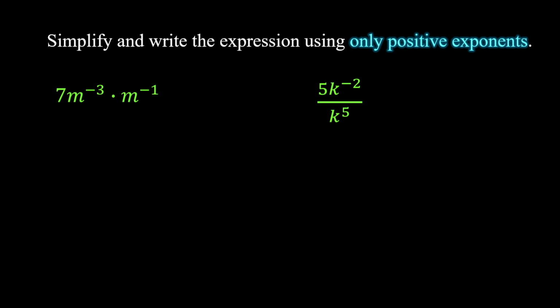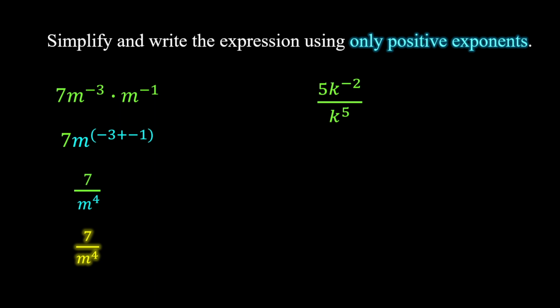Let's simplify and write the expression using only positive exponents. We have 7m to the power of negative 3 times m to the power of negative 1. Using the rules of exponents, we can multiply powers with the same base by adding their exponents. We get 7m to the power of negative 4. Since the instructions specify using only positive exponents, we need to move the power of m to the denominator of the fraction, changing its exponent from negative 4 to positive 4. Notice that the 7 remains on top of the fraction because it doesn't have a negative exponent. Therefore, we get 7 over m to the power of 4.